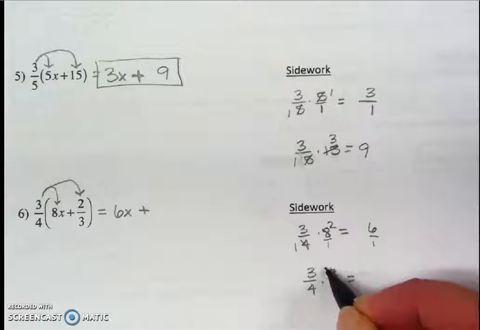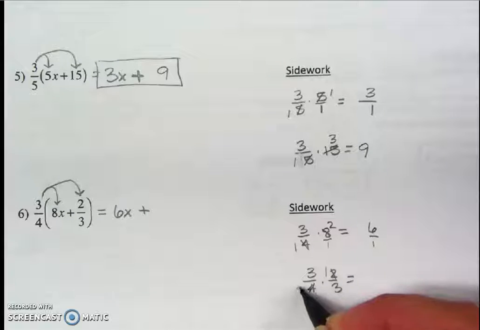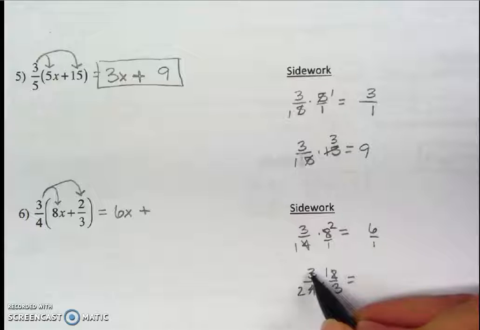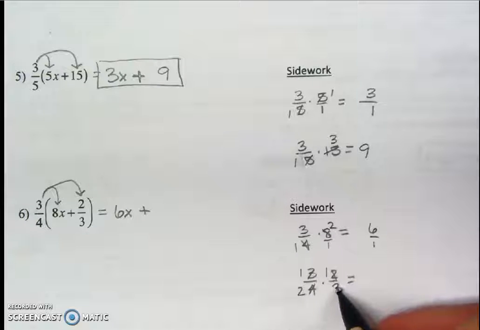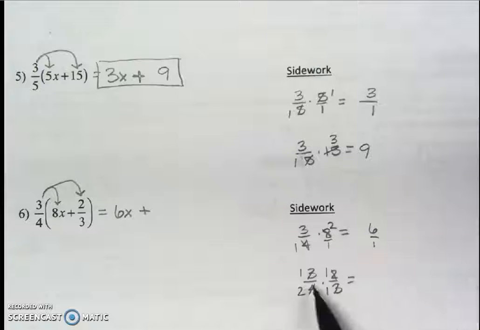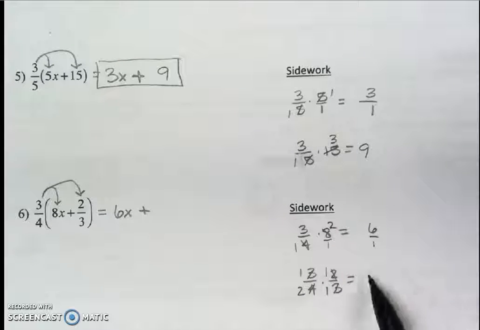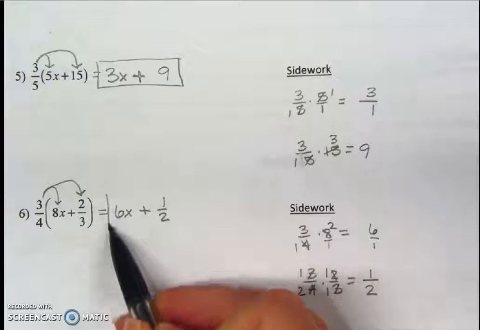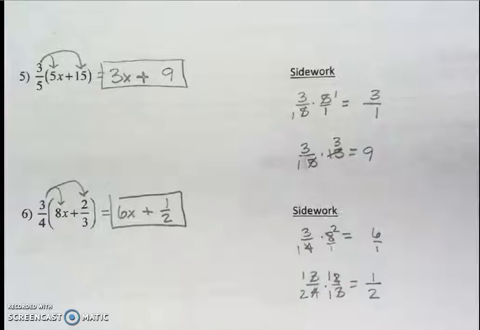2 goes into 2 once. 2 goes into 4 twice. But I also see the 3 and the 3. 3 goes into 3 once. 3 goes into 3 once. And so what I actually have here is 1 times 1, which is 1. 2 times 1, which is 2. And so I get 1/2. So there we are, 6x plus 1/2.